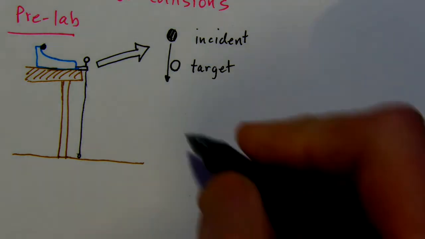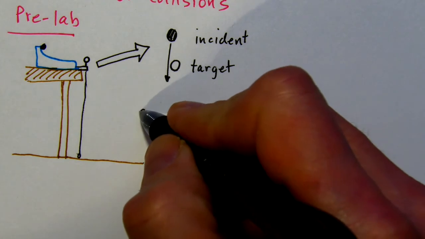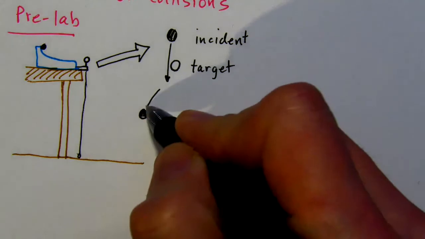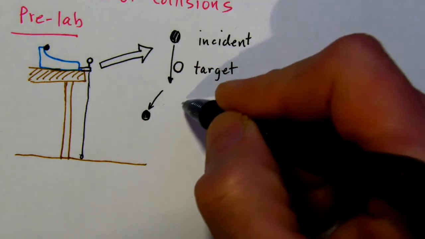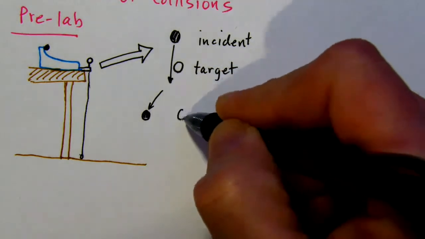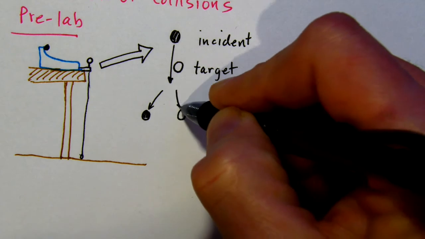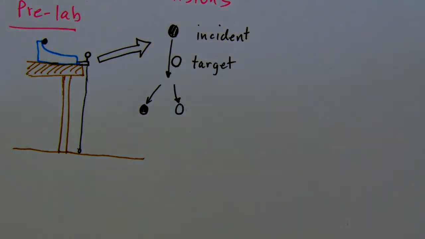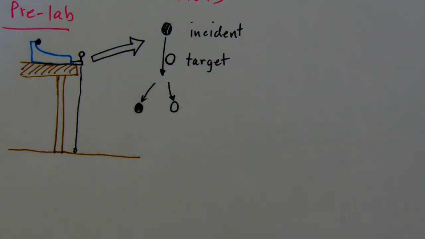So what happens is after the collision, one ball goes off in this direction and the other one goes off in its direction, okay? And so we can actually measure that on the surface of the floor.